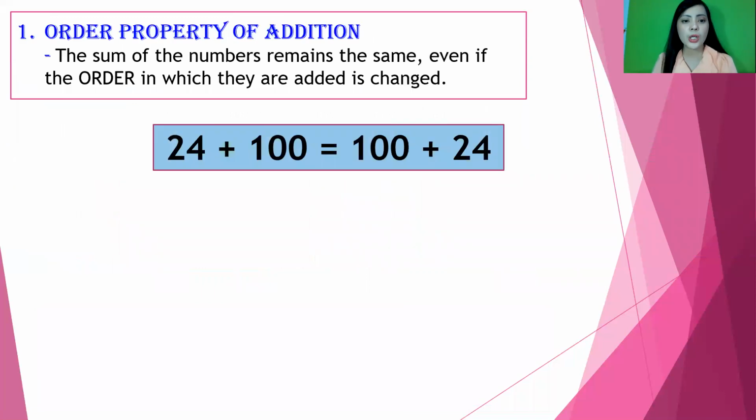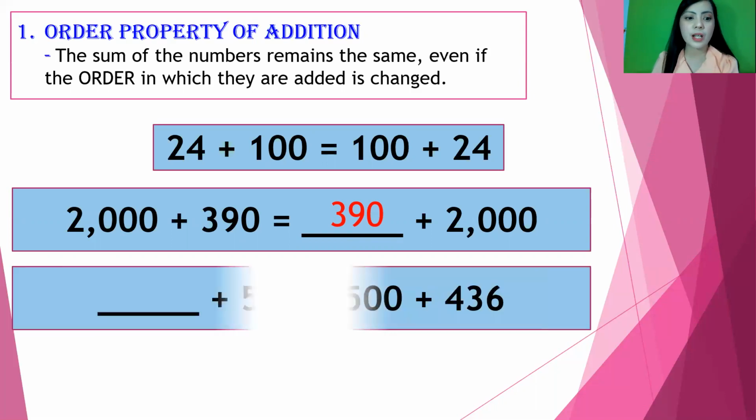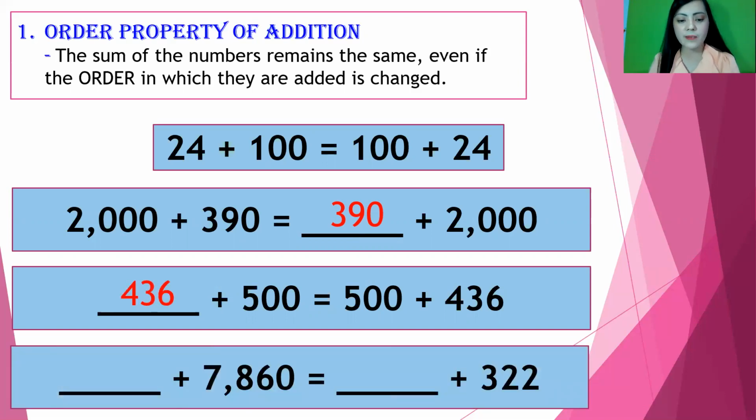So we have another example. 24 plus 100 is equal to 100 plus 24. 2,000 plus 390 equal to blank plus 2,000 is equal to 390. Okay, you just switch or change the position or the place of the numbers. Next, blank plus 500 equal to 500 plus 436. So of course that is 436. Next, blank plus 7,860 plus blank plus 322. That is equal to 322 plus 7,860 is equal to 7,860 plus 322.